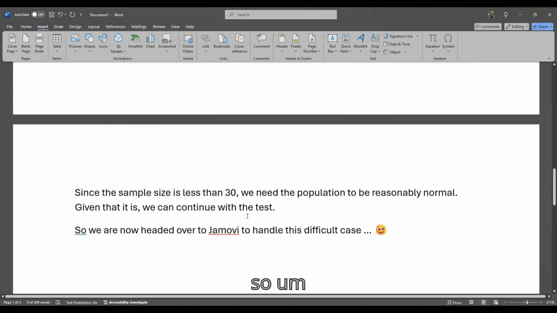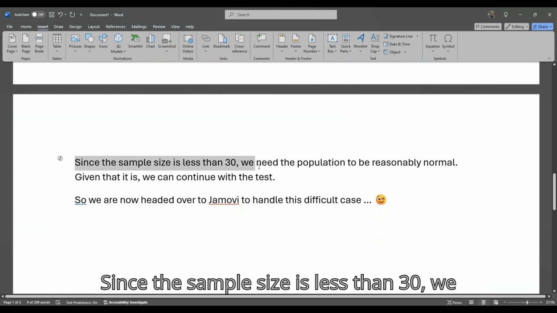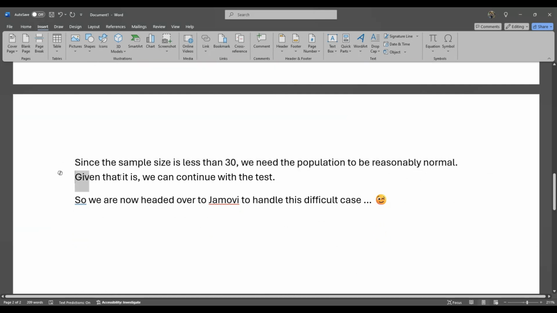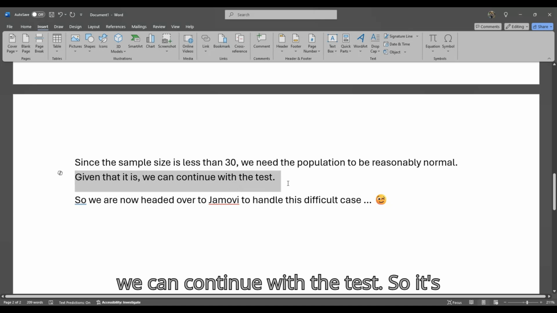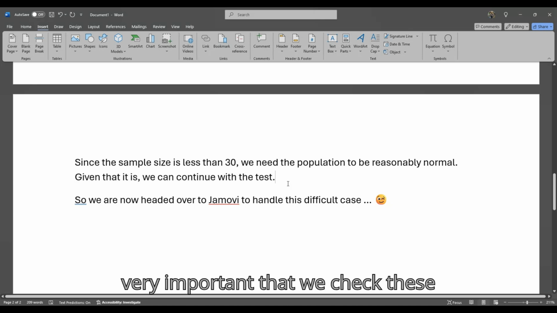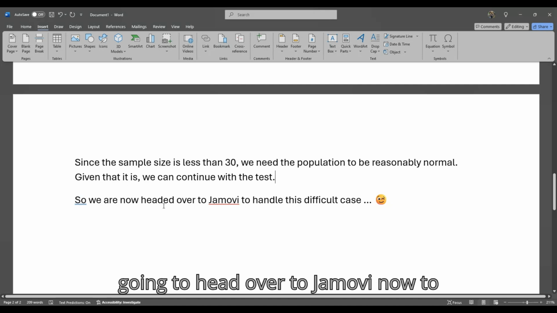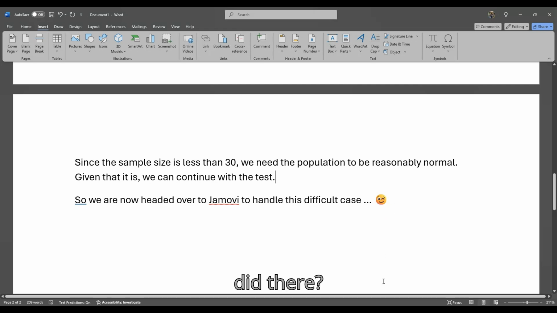And so we have the population standard deviation, so we need to do a z-test. Since the sample size is less than 30, we need the population to be reasonably normal. Given that the population of time to solve crimes is normal, we can continue with the test. So it's very important that we check these assumptions as we go forward. So we're going to head over to Jamovi now to handle this difficult case. See what I did there?